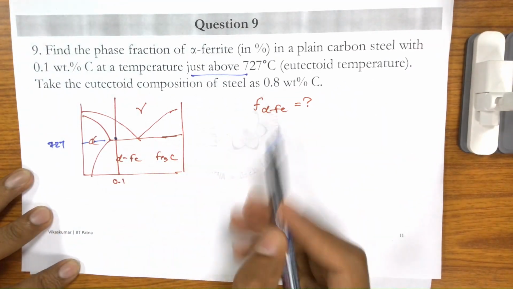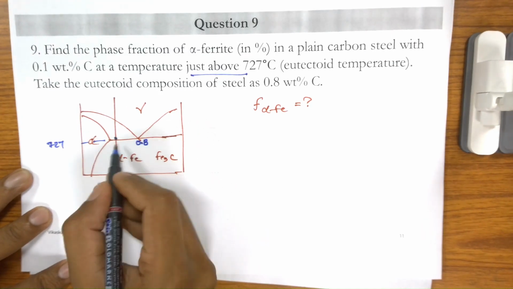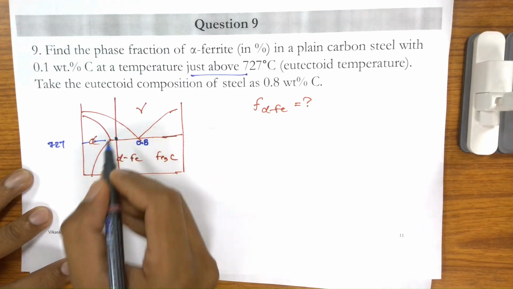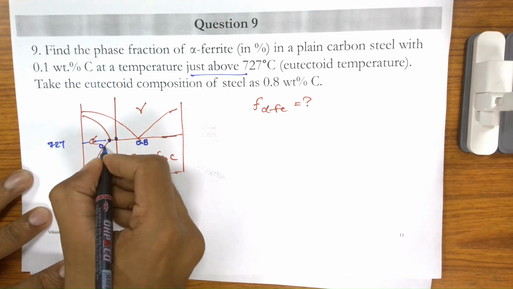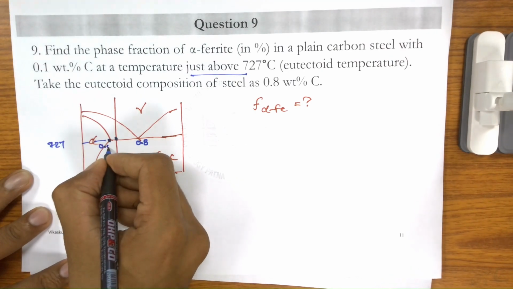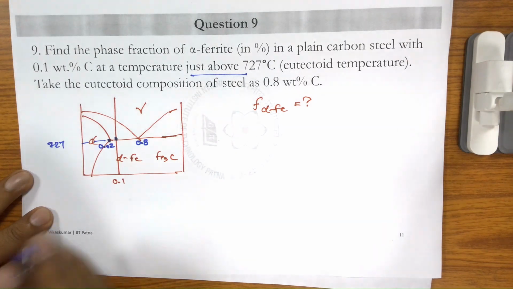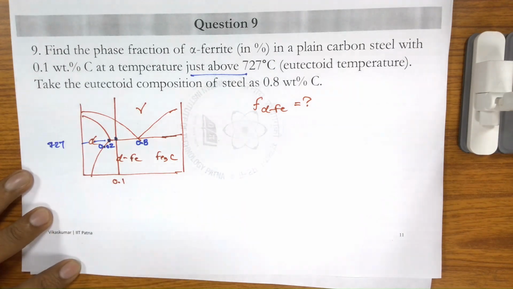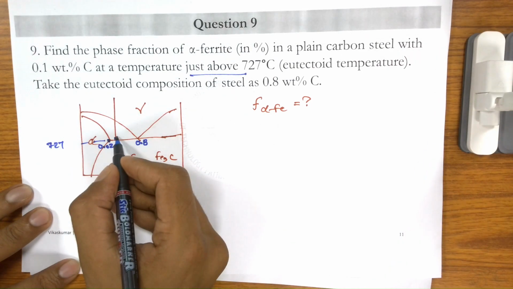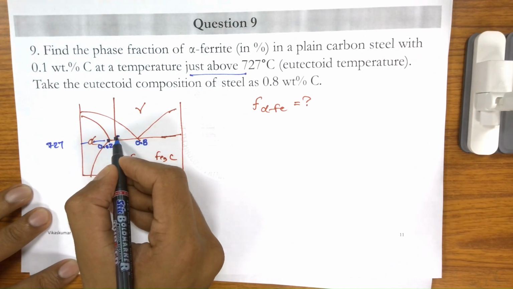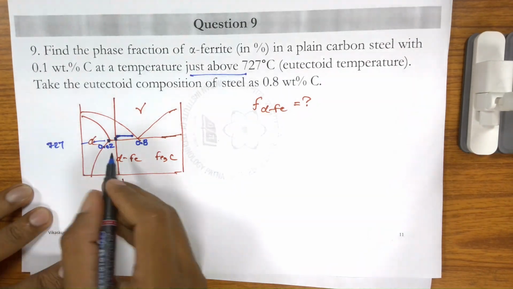Take the eutectoid composition of the steel to be 0.8. See, we know this composition, we know this composition, and we already know that this composition from the phase diagram is 0.02, right? What we have to find is the fraction of the alpha phase. How can we find the fraction of the alpha phase? We will use the lever rule. We will use the opposite lever arm.